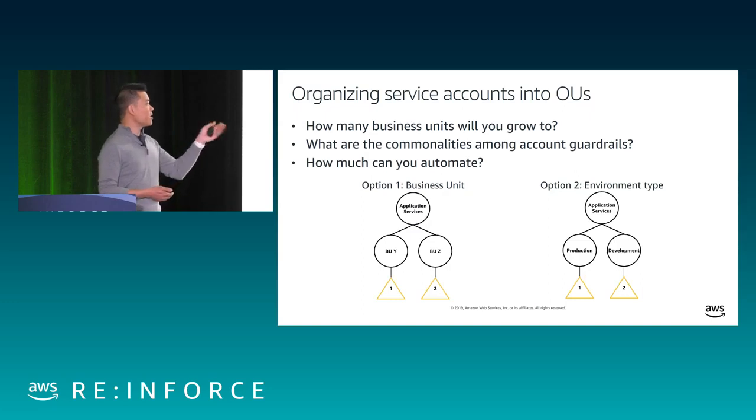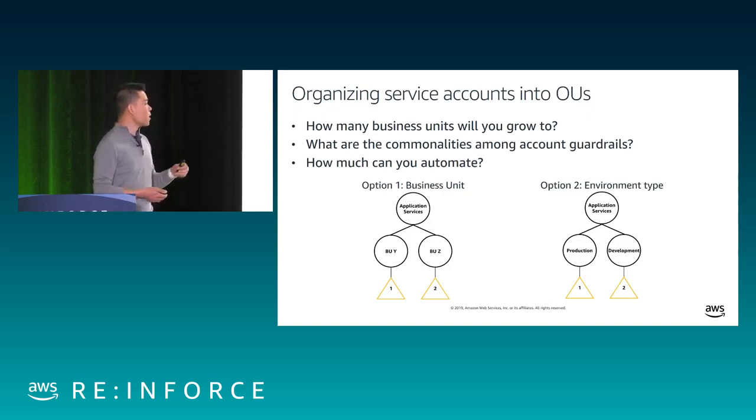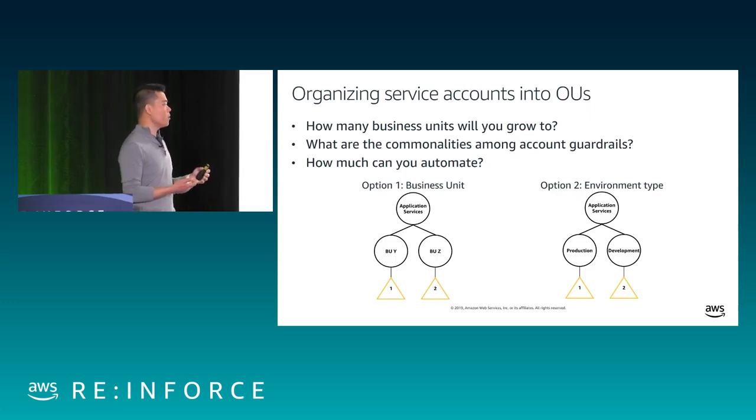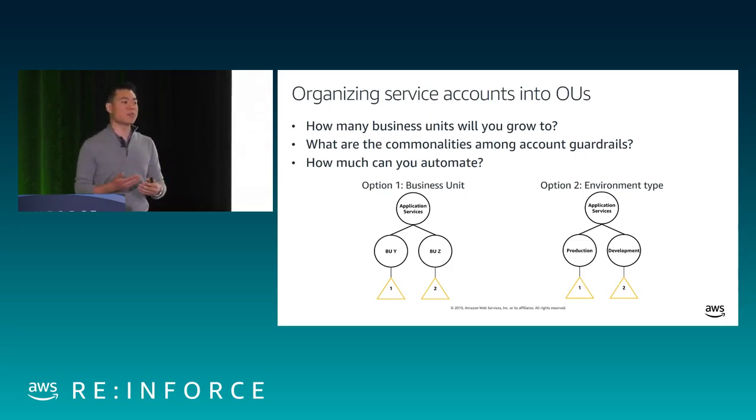On the right-hand side, I've got a second option, which is by environment type, where you can see I've split my accounts into my production accounts and my development accounts. This is a particularly good way of doing it, because there's a high likelihood that I'd want to secure all of my production accounts similarly, and so I can apply security policies to the entire production group. And the same thing with my development accounts. I may want to secure them a little differently, and I can apply security policies to all of those accounts together.